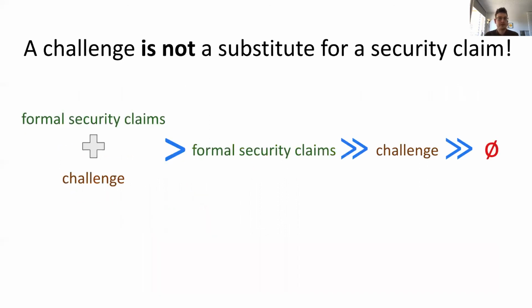So this brings us back to our main takeaway here, that a challenge is really not a substitute for formal security claims in a well-defined threat model. Of course, this doesn't mean things would have been better if Instahyde hadn't come with a challenge. Publishing a well-designed challenge is always a good thing, but we always first need formal security definitions and security claims to base the challenge on.